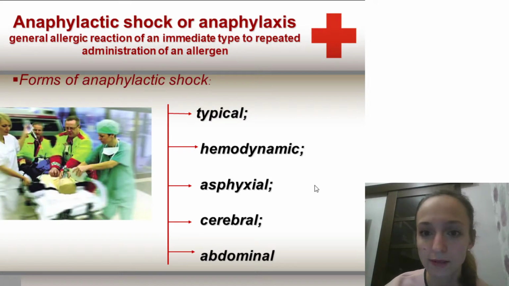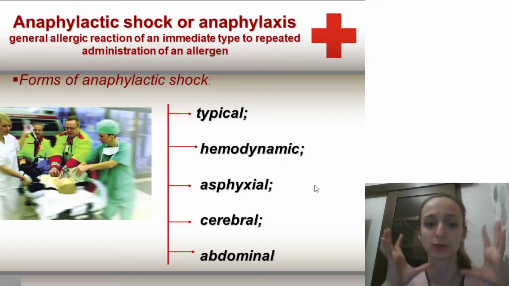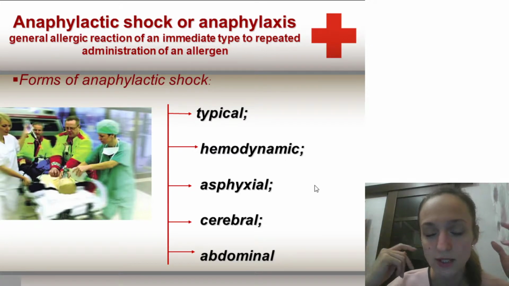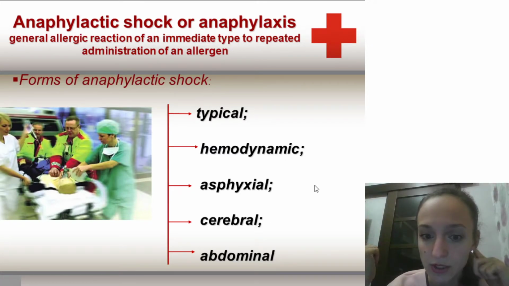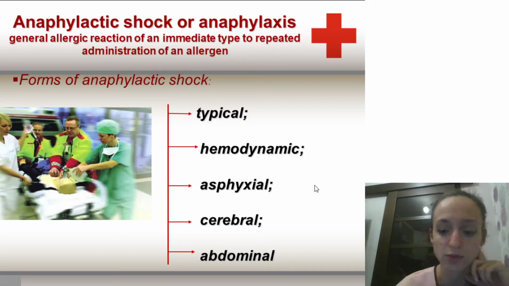Anaphylactic shock, or anaphylaxis, is a general allergic reaction of the immediate type to repeated administration of an allergen. You should know about some forms: typical, hemodynamic, asphyxial, cerebral and abdominal.